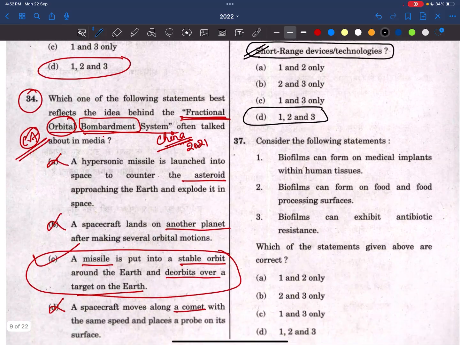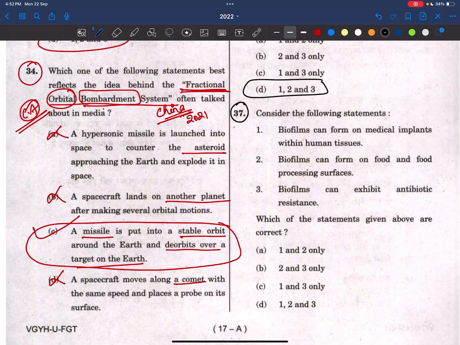Okay. Moving to the 37th question. Consider the following statements. Biofilms can form on medical implants within human tissues. This is true. Okay, see, let's define biofilms. I've googled about biofilms. It says it is a structure of microorganisms which can be produced on living things or non-living things. Okay, this is what I have consolidated.